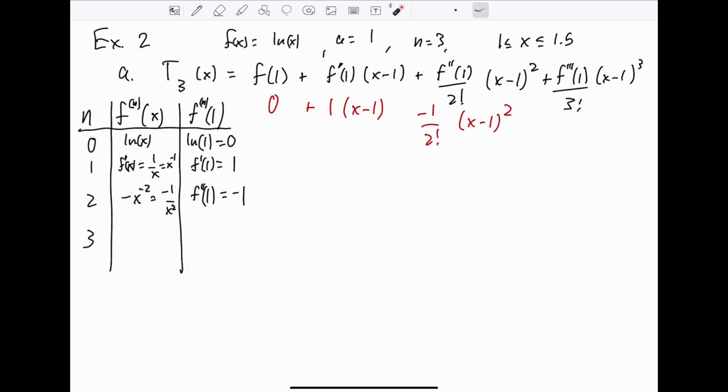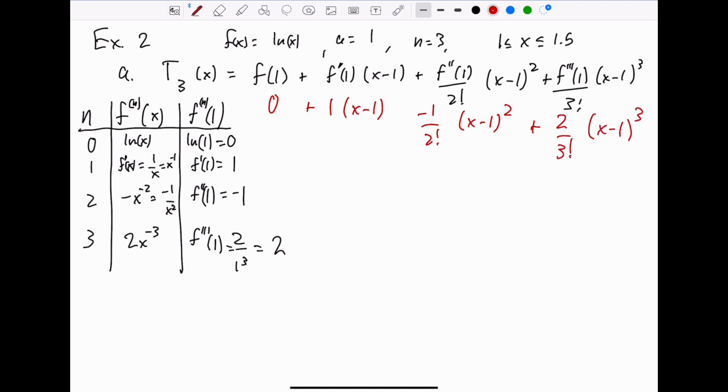Third derivative, we bring down the negative 2. Negative 2 times negative 1 is just positive 2. So 2x to the negative 3. Plug in 1, f triple prime evaluated at 1. This is 2 over 1 cubed. So this is just 2. The final term is 2 divided by 3 factorial times x minus 1 cubed.